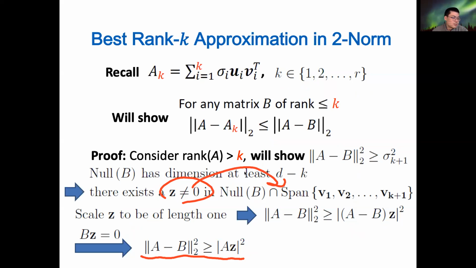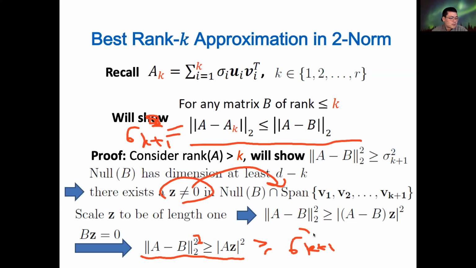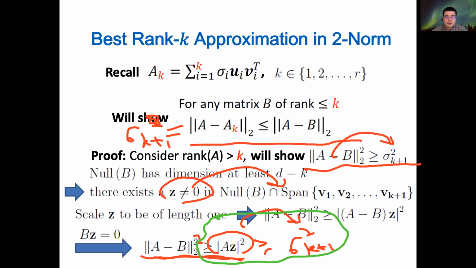But our goal is not to prove this. Our goal is to prove this, and this thing is sigma k plus 1 squared. In order to prove this, we want this thing to be larger than or equal to sigma k plus 1 squared. So far we have only proved this. If we can show that this thing is larger than sigma k plus 1 squared, then this is proved. So the next thing is we want to show this part. Any questions?